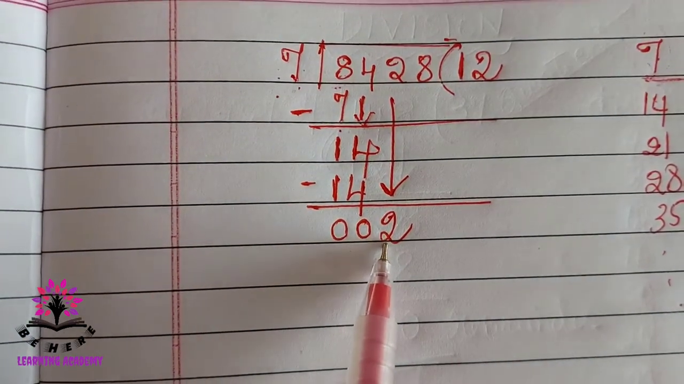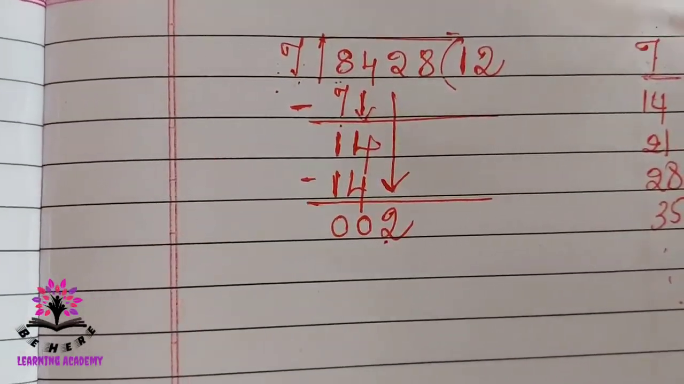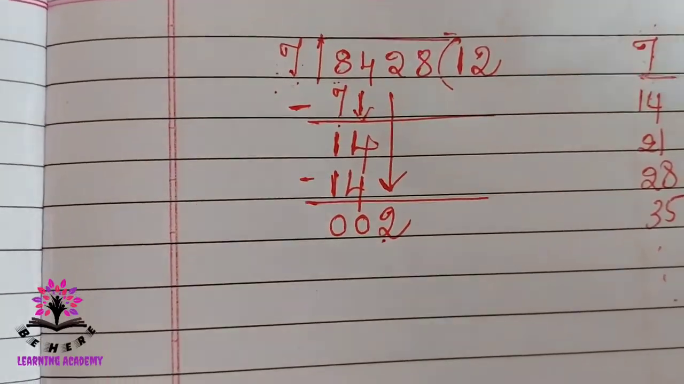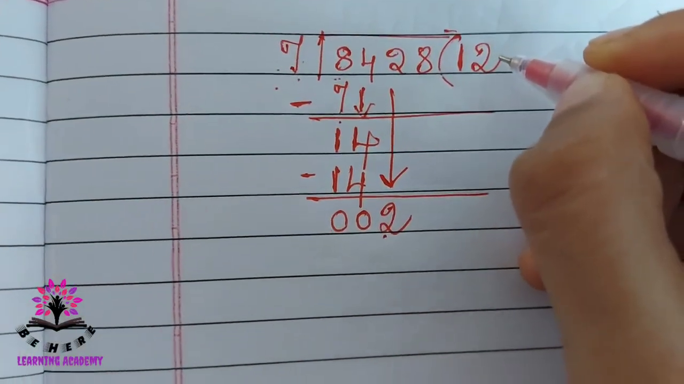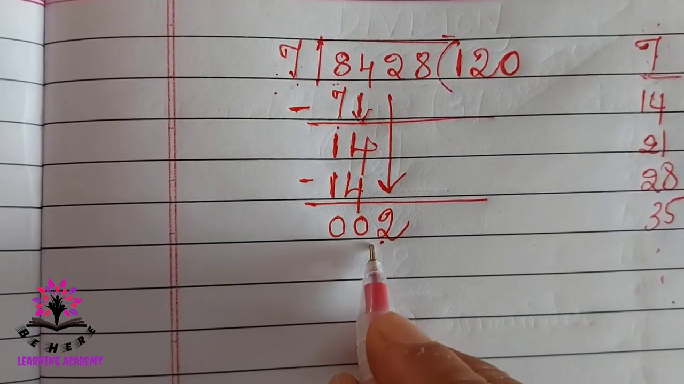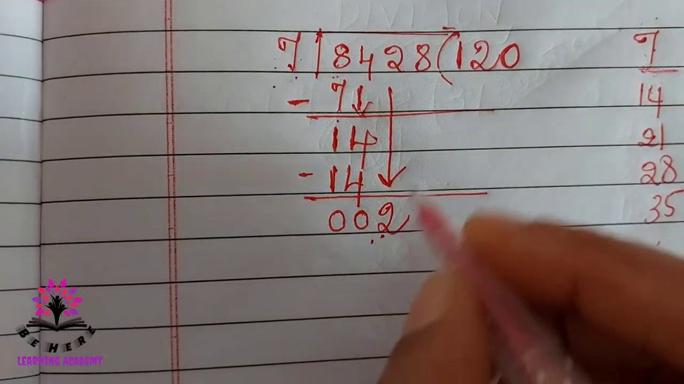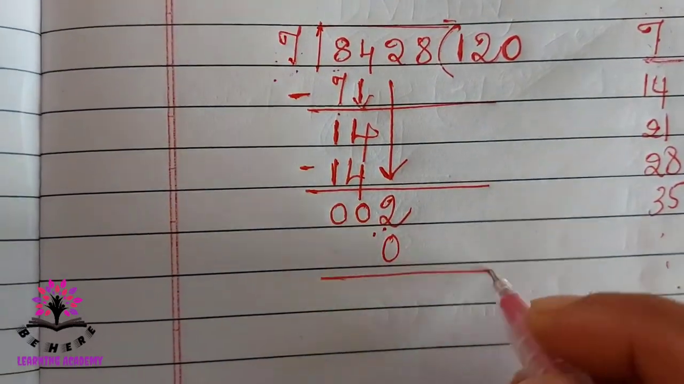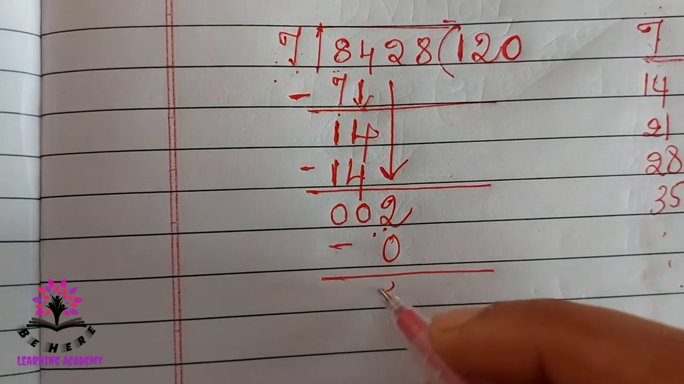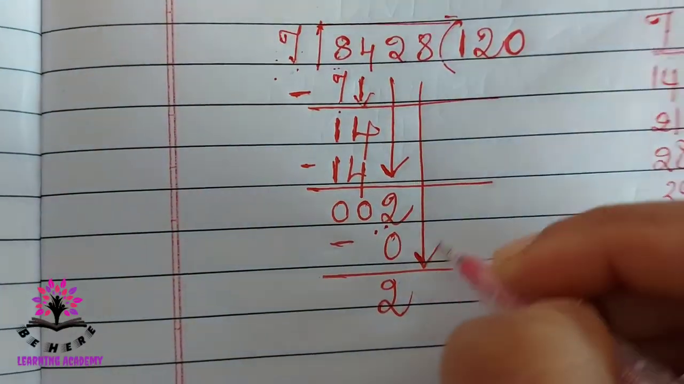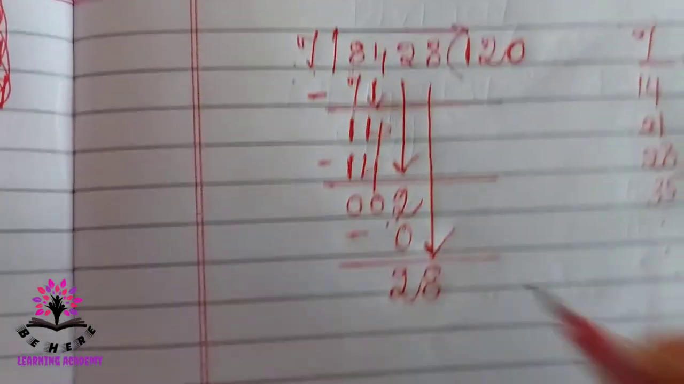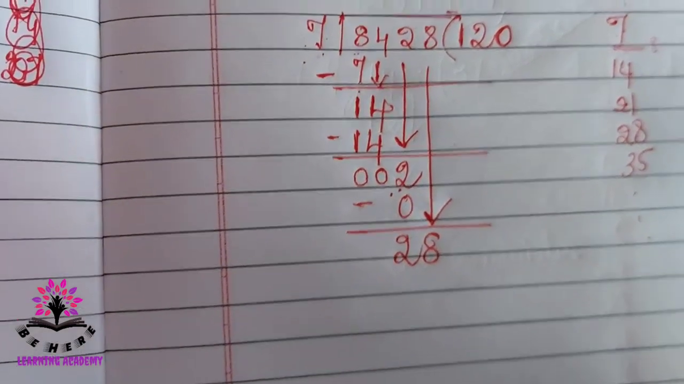Now, 7 how much is 2? 2 will not come here. 2 is lesser than 7. So you just write 0 here. It is not possible. So write 0 here. Okay. 7 0s are 0. So 2 minus 0 is 2. Then bring the last number down. That is 8.